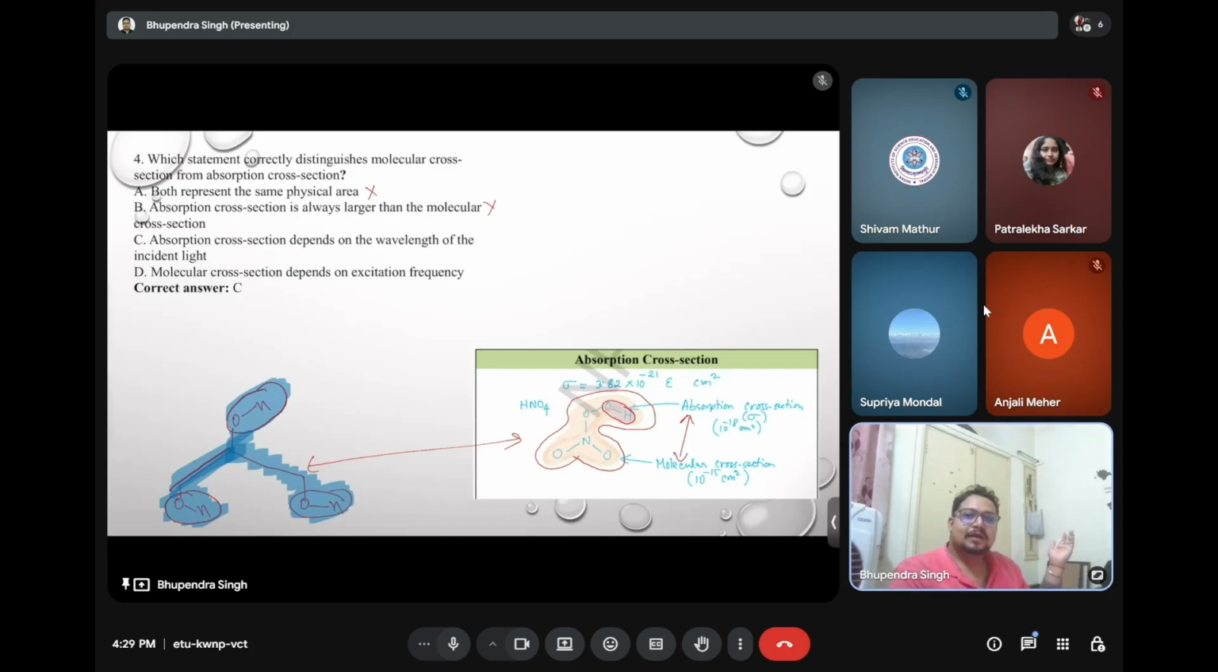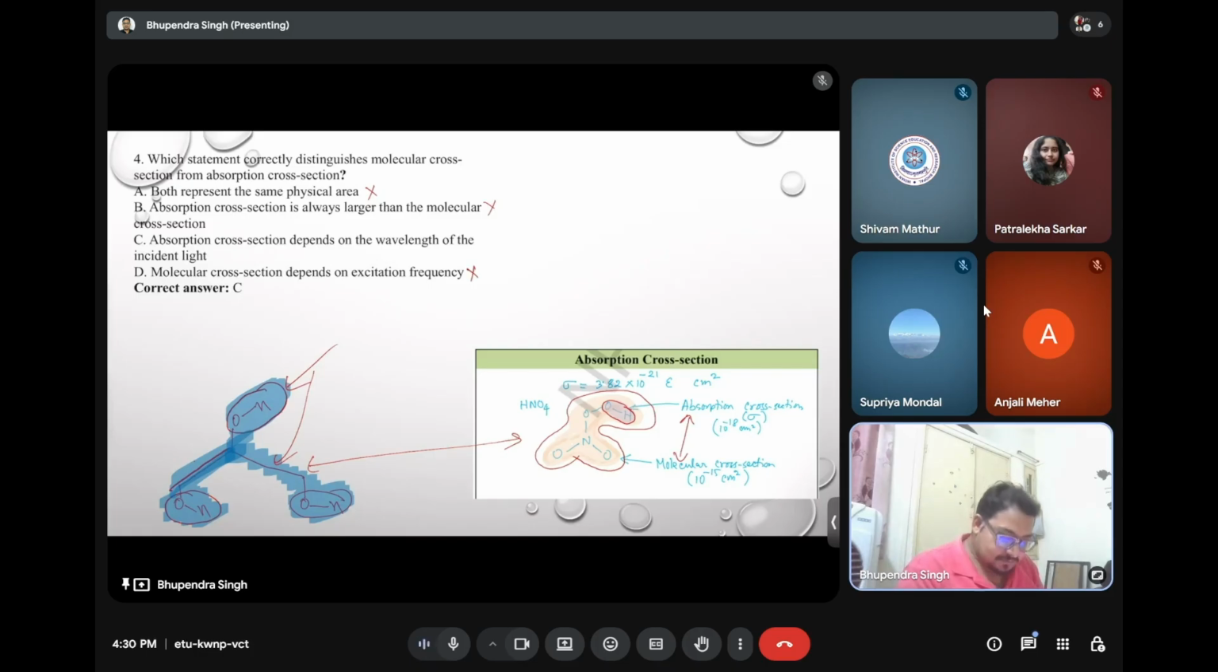You just have to bisect the molecule. That is the molecular cross section. Right now, whatever I have painted in blue, this is your absorption. This molecular cross section, this full molecule, you just cut it, like bisected it. It doesn't depend on the excitation or any frequency. It's just the area, kind of. Right. So this is also wrong.